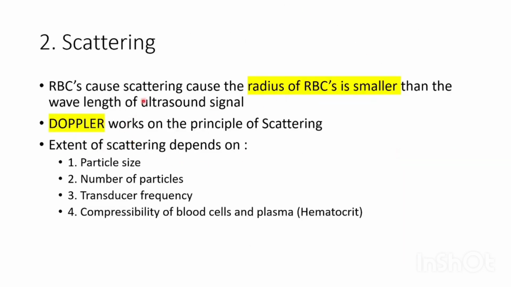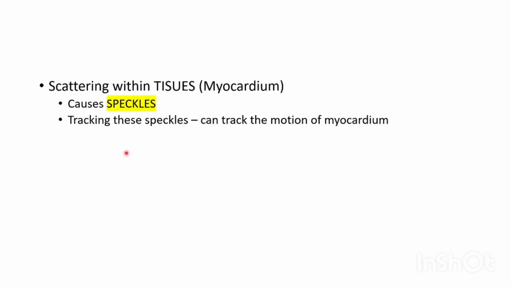Then the RBC will cause scattering because the radius of the RBC is smaller than the wavelength of the ultrasound signal. And Doppler works on this principle of scattering. That is, the RBCs will scatter the ultrasound, and based on this only the Doppler is working. So the scattering depends on the particle size, the number of particles, that is RBC size, the number of RBCs, the transducer frequency, and the compressibility of blood cells in plasma. That is called the hematocrit. If the patient is dehydrated, that also will affect the Doppler.